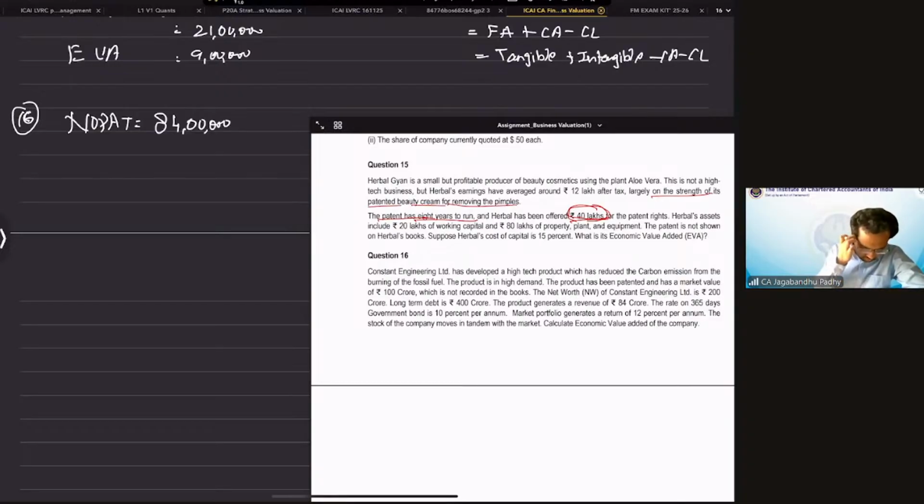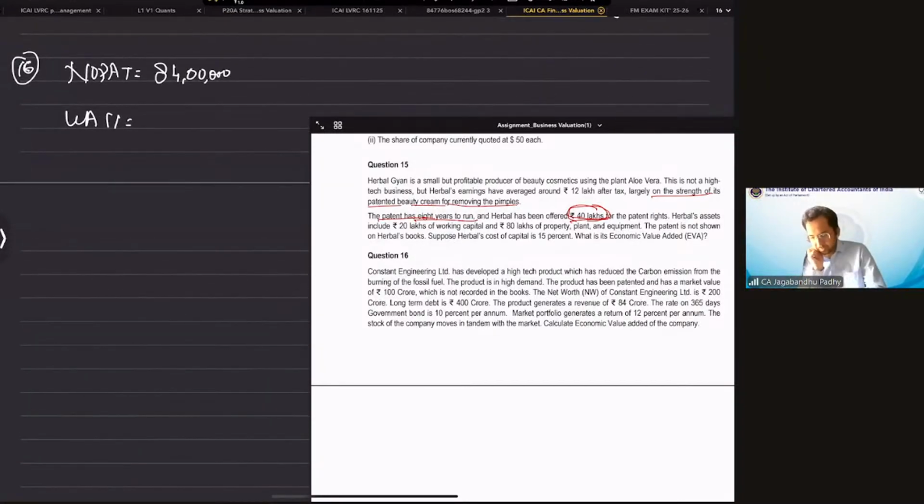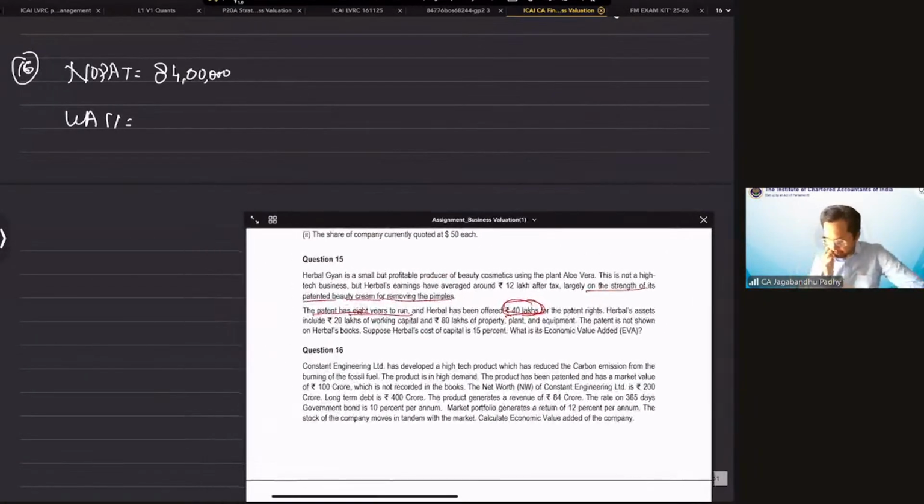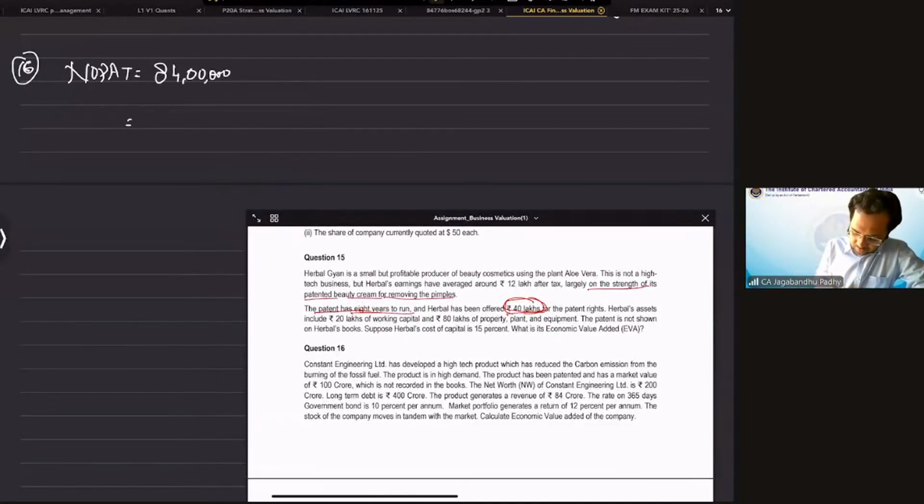From that, we have to get the EVA. So for that, I need to get the weighted average cost of capital. Cost of equity will continue to be 12%. Okay, guys, cost of equity will be 12%. So let me first get the KE.